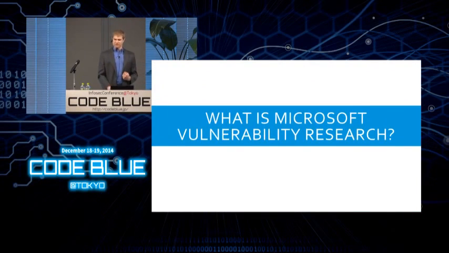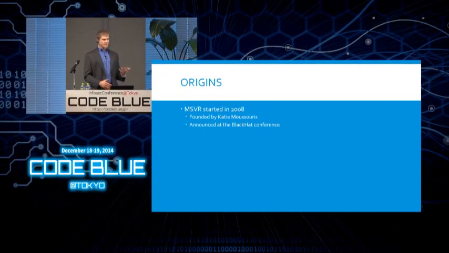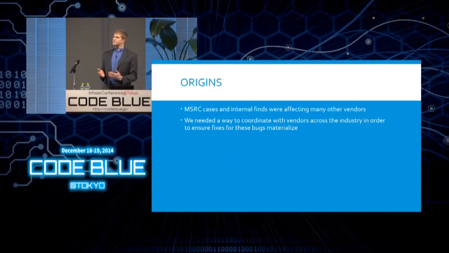So what is Microsoft Vulnerability Research? Well, it's a program that started in 2008. It was founded by Katie Moussouris, who many of you may know, and announced at Black Hat. And the program started because Microsoft was finding that many bugs we were aware of internally also affected third-party software. And we needed a way to help those third-party vendors address the vulnerabilities in their software so that they could make their customers more secure.